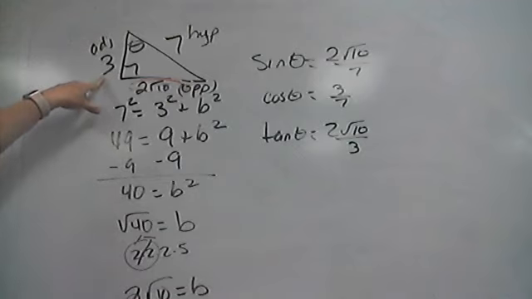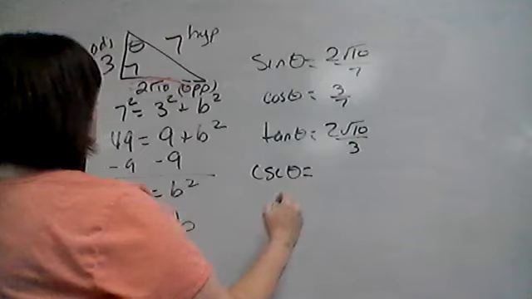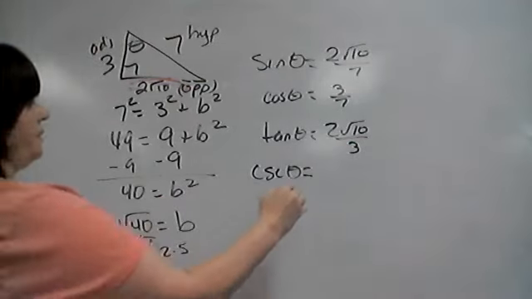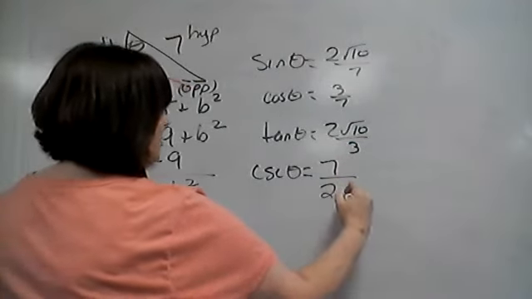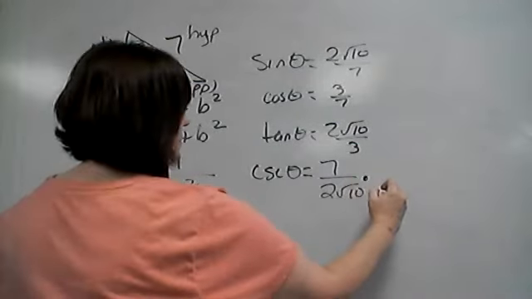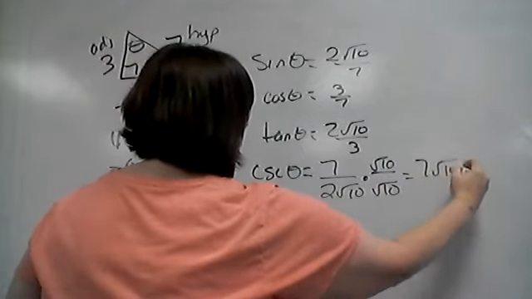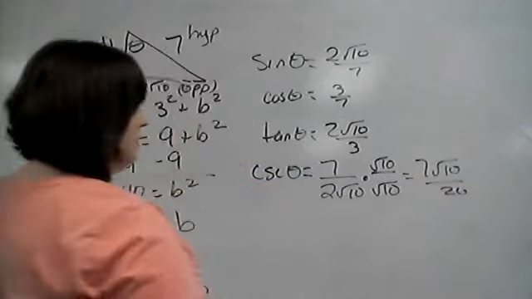All right, cosecant is the reciprocal of sine, so it's going to be hypotenuse over opposite, so 7 over 2 root 10. Remember, we never leave a radical in the denominator, so we're going to multiply by root 10 over root 10. So we're going to get 7 root 10 over 20.